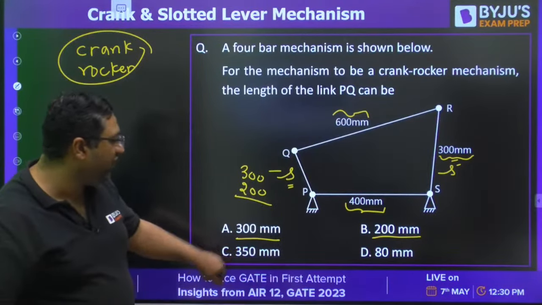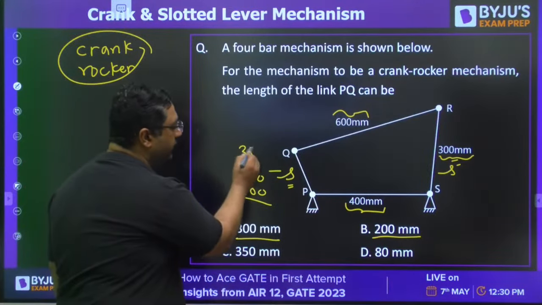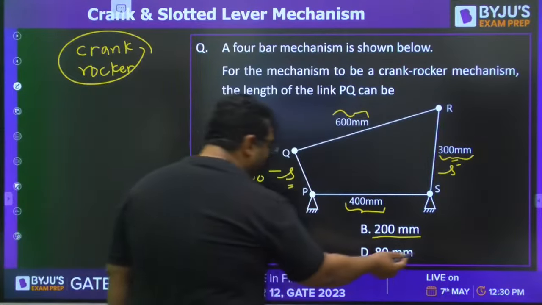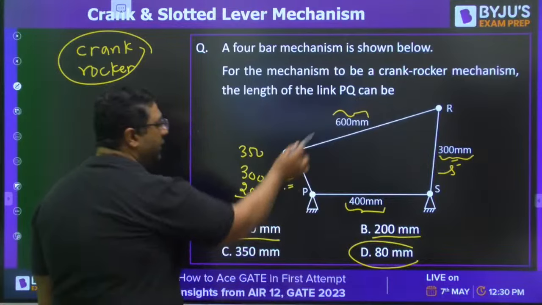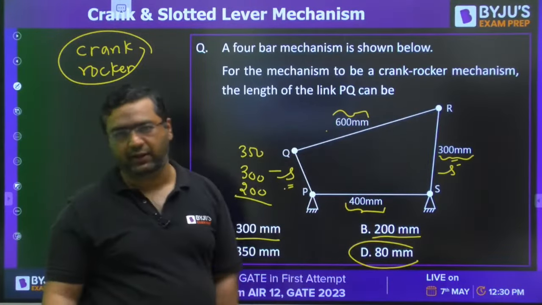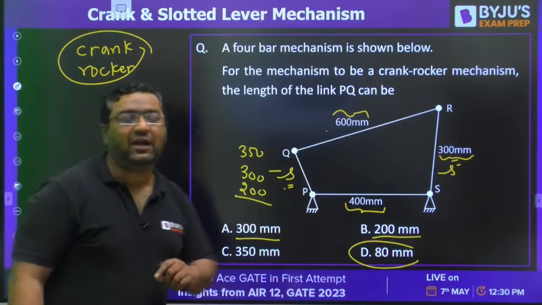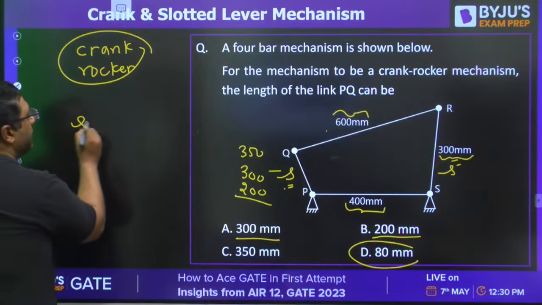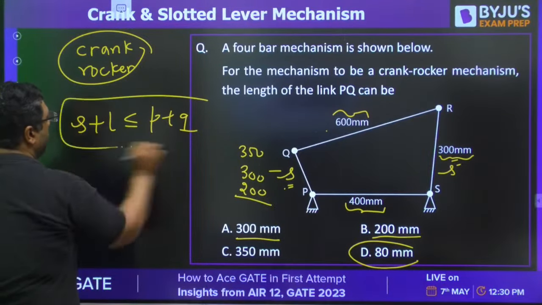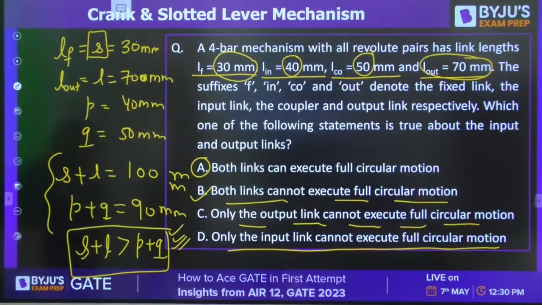If you are using 350, then also the law is not satisfied. So only for 80 mm will the law be satisfied, because 80 plus 600 is 680 and this is going to be 700. So for 80 the law will be satisfied, because S plus L should be less than or equal to P plus Q. Okay guys, so these are the questions we have done.